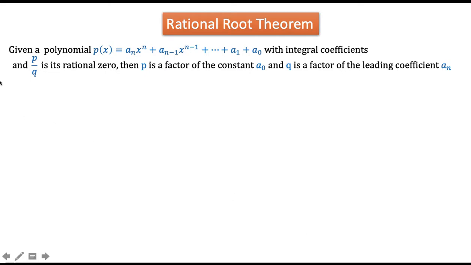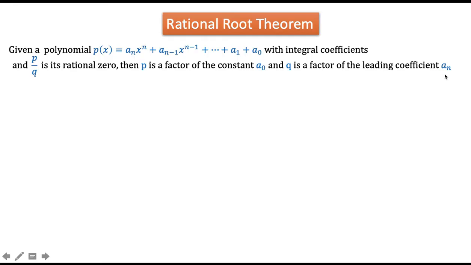Rational root theorem. Given a polynomial p of x is equal to a sub n times x raised to n plus a sub n minus 1 times x raised to n minus 1 plus ... plus a sub 1 x plus a sub 0 with integral coefficients, and p over q is its rational zero, then p is a factor of the constant a sub 0 and q is a factor of the leading coefficient a sub n.